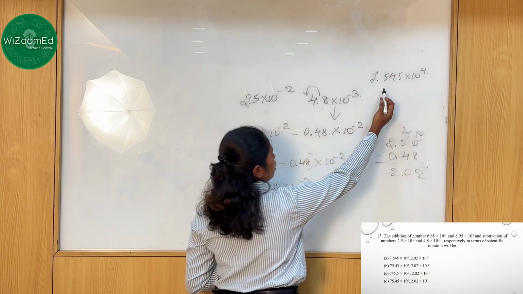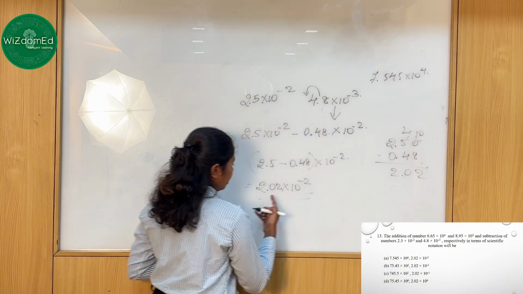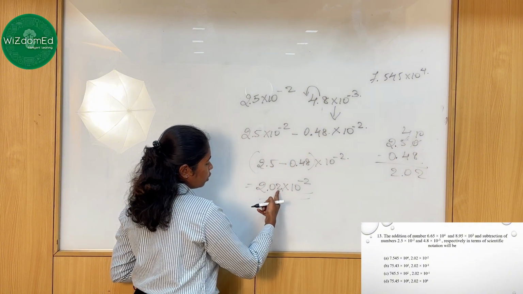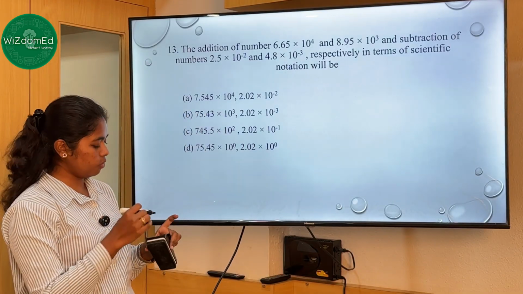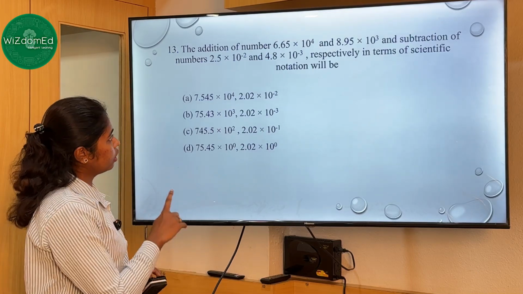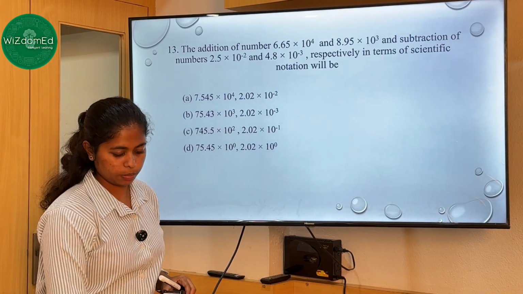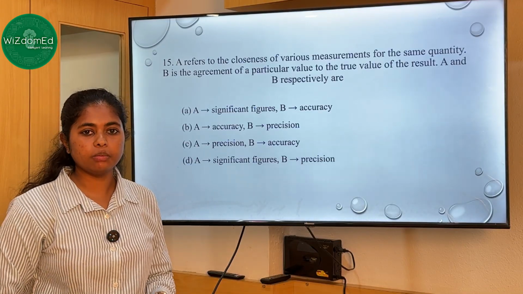So our addition value was 7.545 into 10 raised to power 4, and our subtraction value was 2.02 into 10 raised to power minus 2. So the right answer for this question is option A, which is 7.545 into 10 raised to power 4 and 2.02 into 10 raised to power minus 2. These are the questions which are cited from Harian publications.